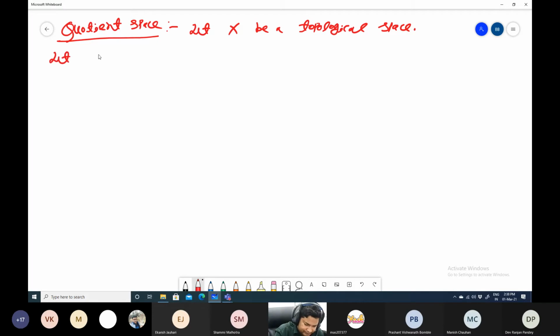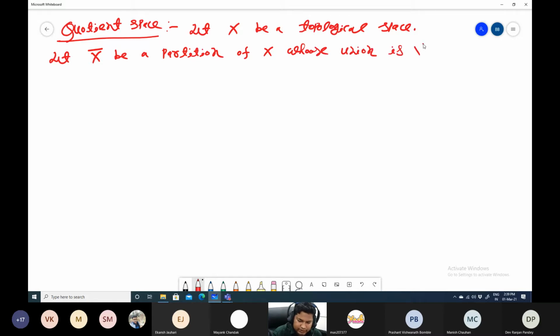Now let X bar be a partition. It is better to say partition, or should I say collection of partitions? Partition is the correct word. Let X bar be a partition of X whose union is X itself.